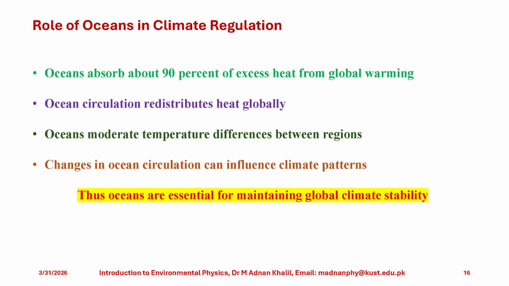Here we have summarized the role of oceans in climate regulation, which shows why the oceans are central to the climate system. Oceans absorb a very large fraction of excess heat associated with global warming. They redistribute heat through circulation, reduce temperature extremes, and influence weather and rainfall patterns. If ocean circulation changes, climate patterns can also change. So, the ocean is not just a passive storage system, it is an active regulator of climate.